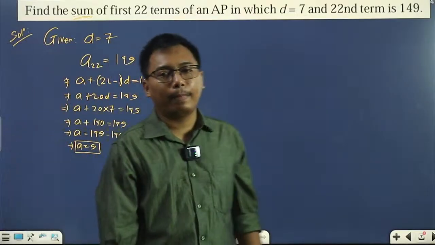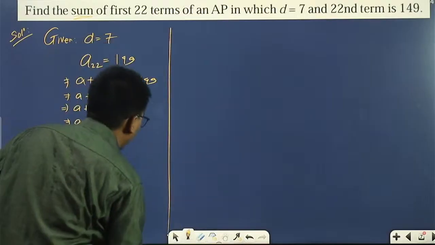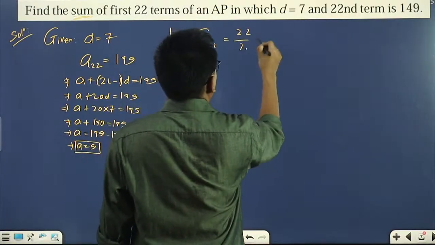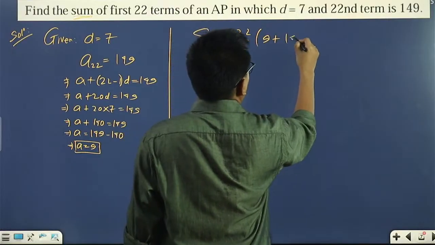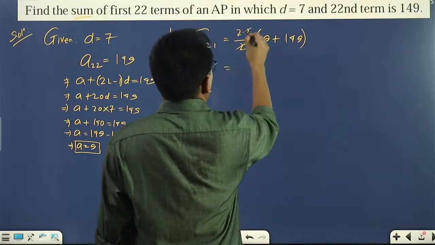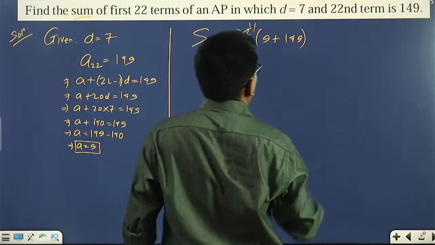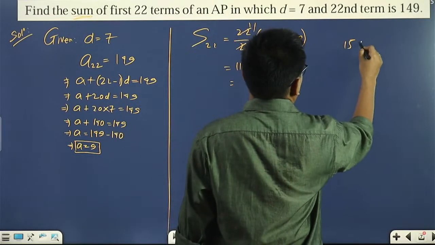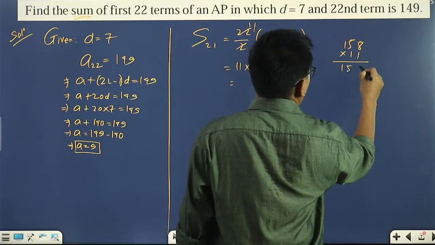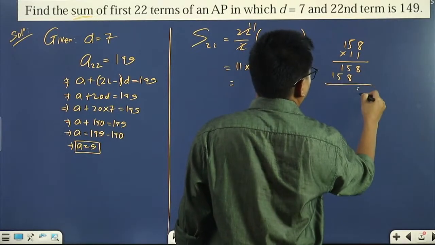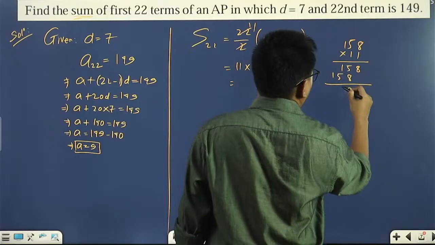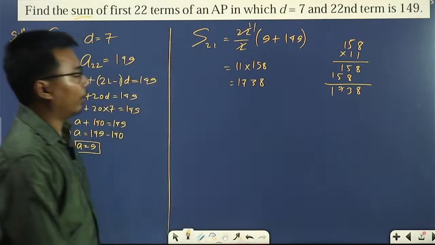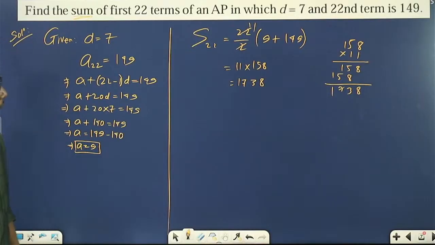This is the value of a. We have the value of a. Now we can easily find S22. n by 2 (a plus l). This will be 11 into (149 plus a). So 158 into 11 will be 1738. This will be our answer for this particular question.